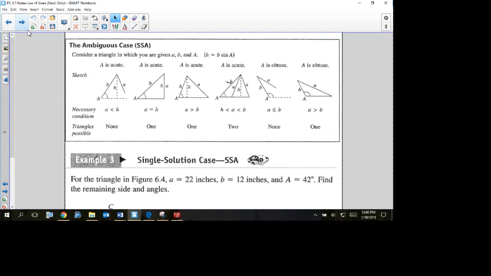So the first 2 cases we did were 2 angles. Now we only have 1 angle. When you have this case, it's kind of a pain in the behind because you've got to do some extra work.